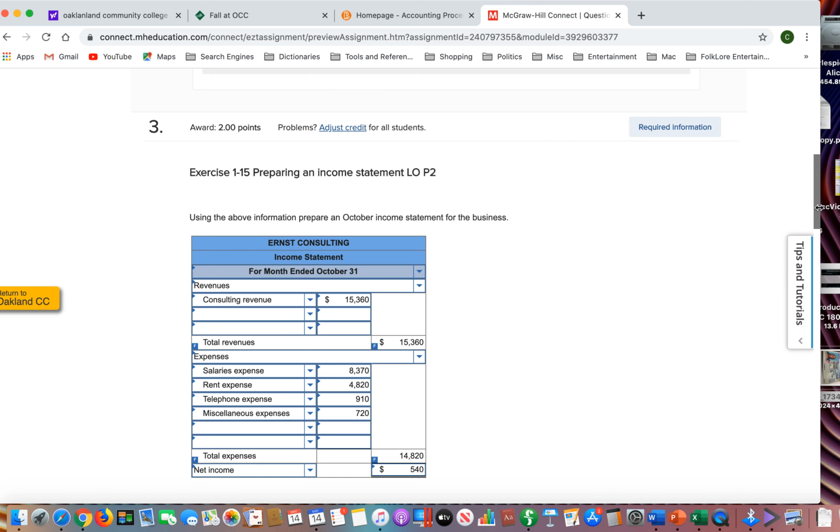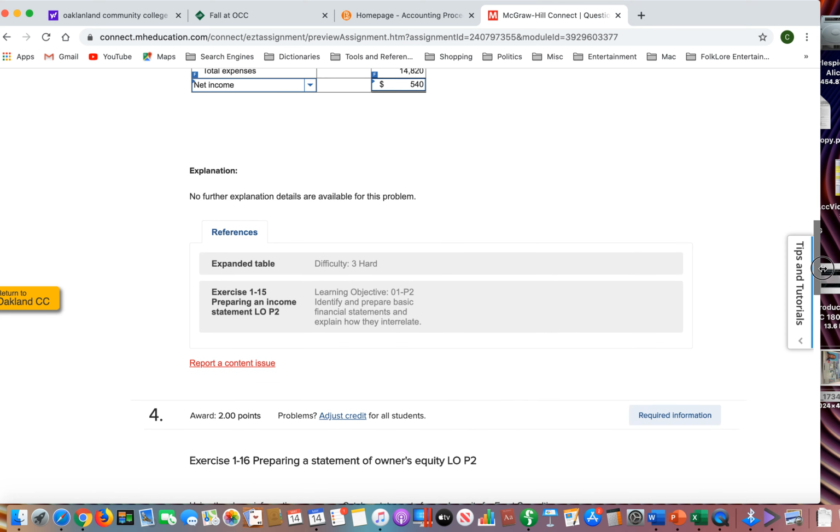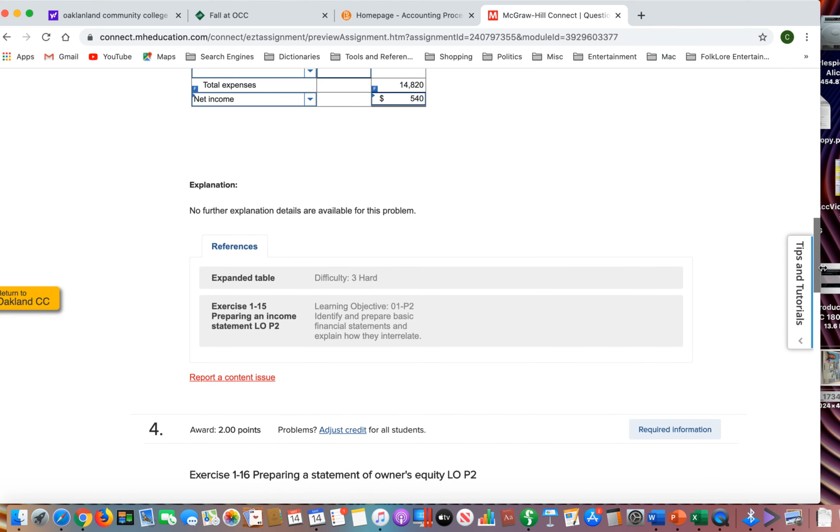Why? Because on the next one, they wanted to prepare an owner's equity statement. And in order to prepare an owner's equity statement, like I said before on the slides, you need the net income information as well as some other information. But you must construct an income statement first to arrive at net income, because you're going to use net income as part of developing the owner's equity statement.